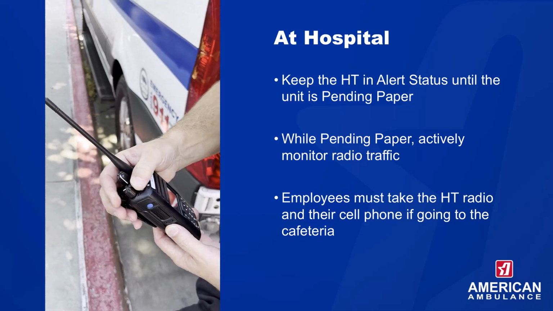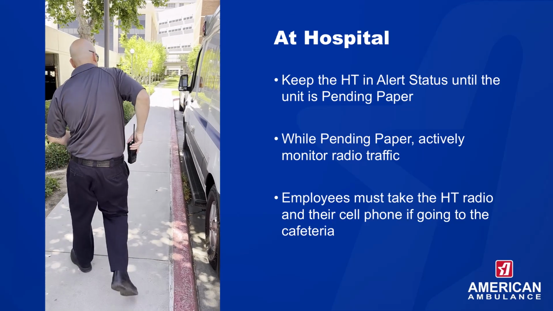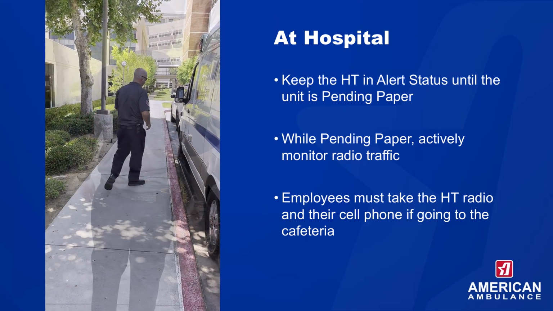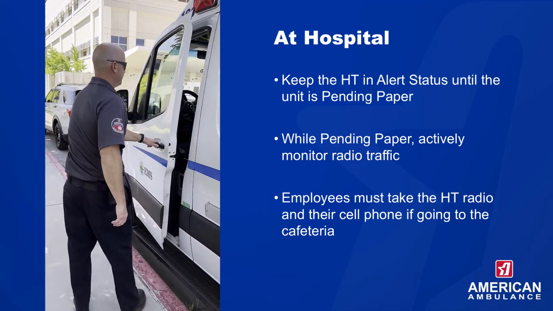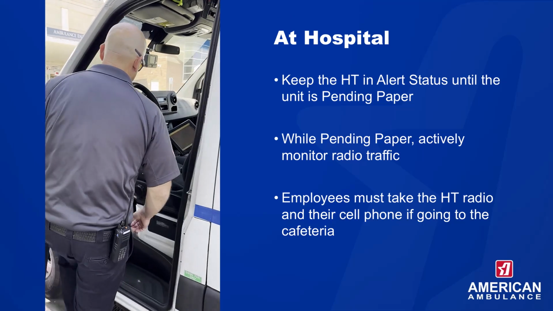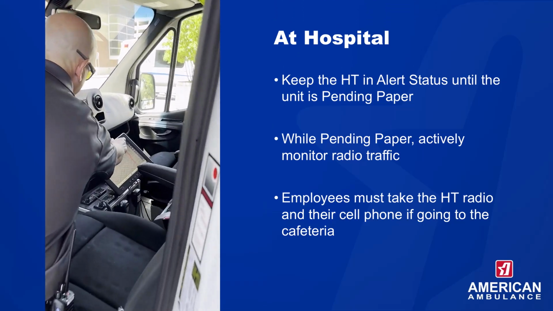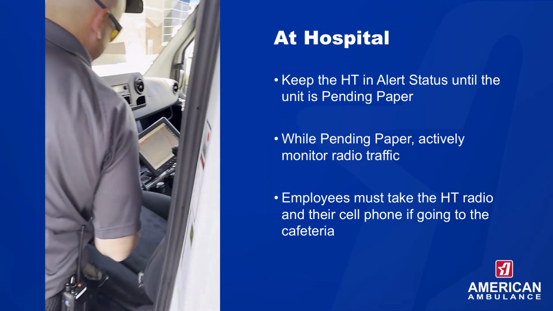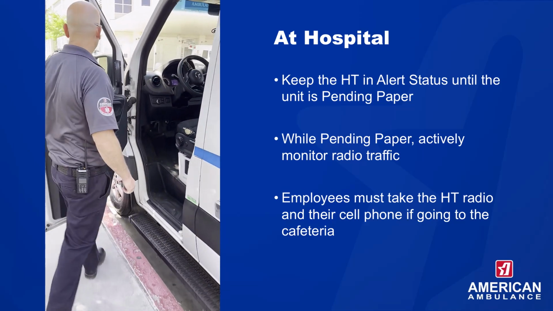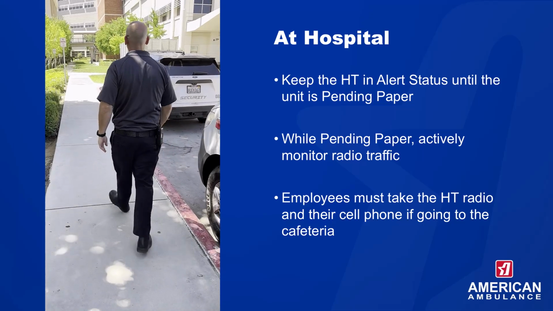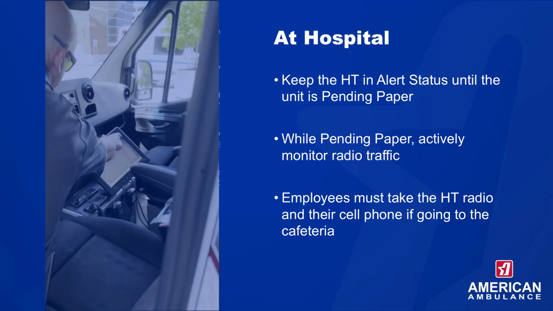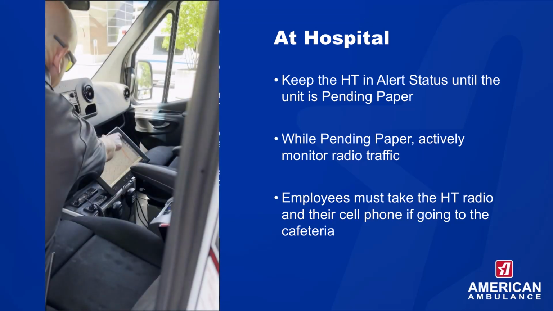Whether that is driving to post, to take a break, or running another call, it is important to listen to what's going on in the system. We recently rolled out the cafeteria policy, and within that policy, crews must be reachable by radio and phone. Radio reception is not good in the hospital cafeterias, and having that second form of communication is important. Remember to notify the field supervisor before going to the cafeteria and be in a pending paper status.